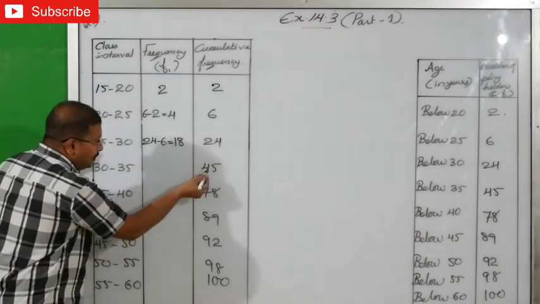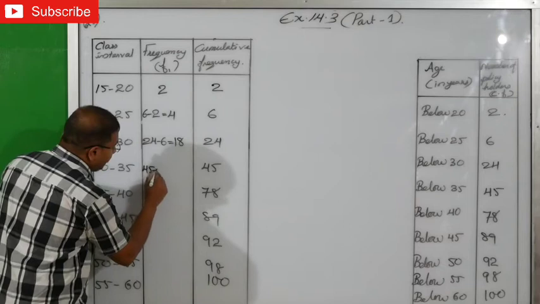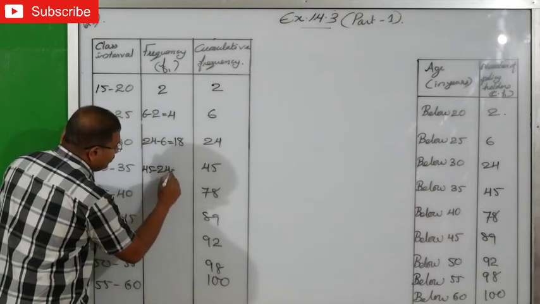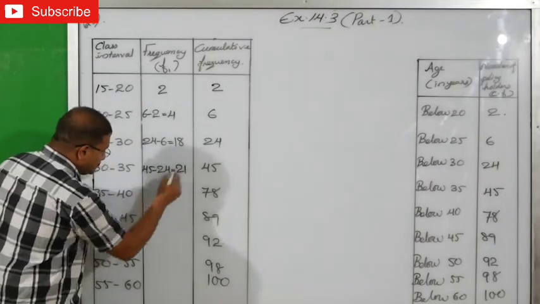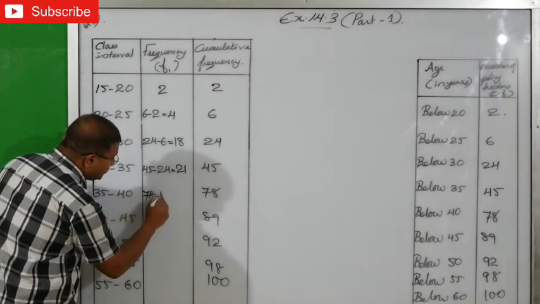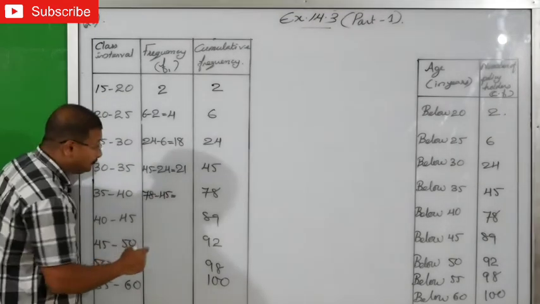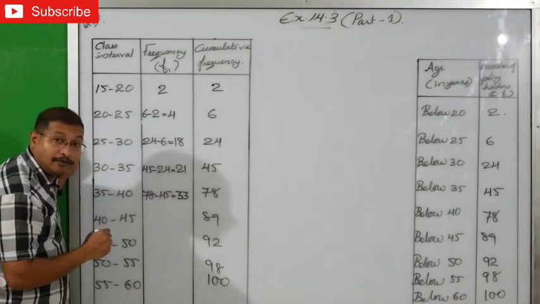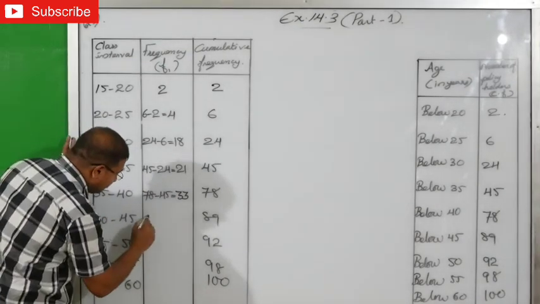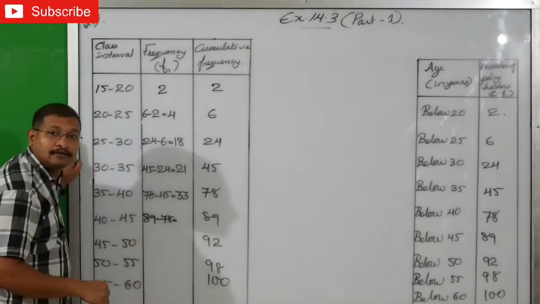Next step, what you'll do? 45 minus 24. How much you'll get? 21. Next step, 78 minus 45. How much you'll get? Find out and tell. 33. Ready? Next step, 89 minus 78. How much you'll get? 11.